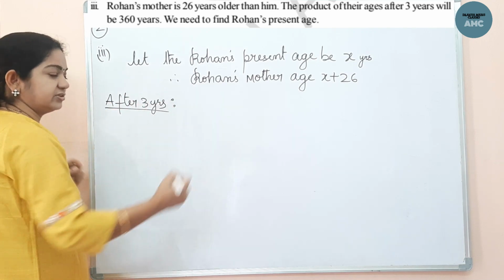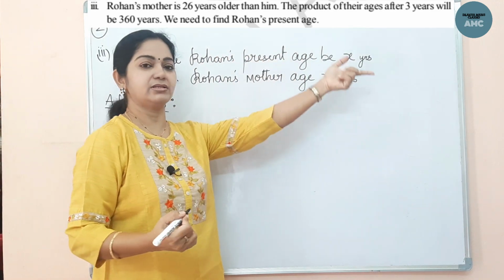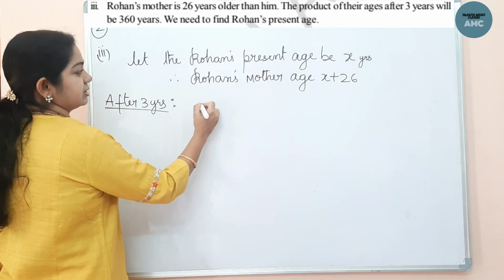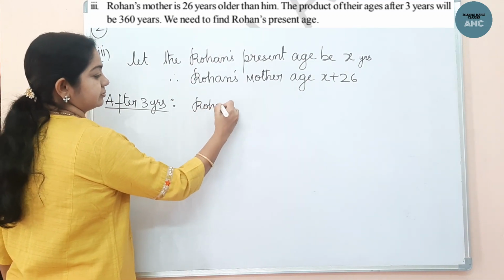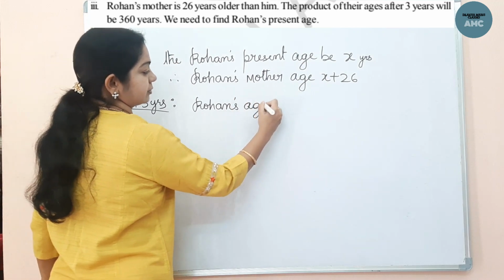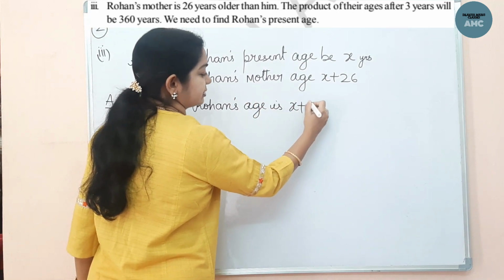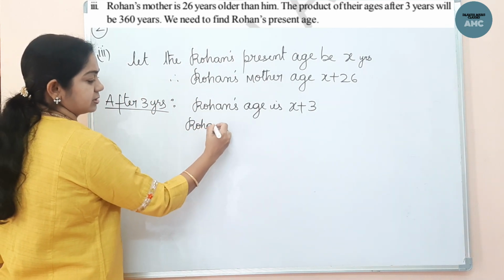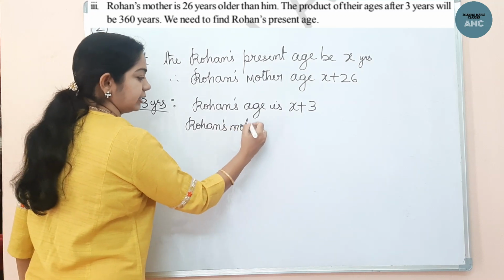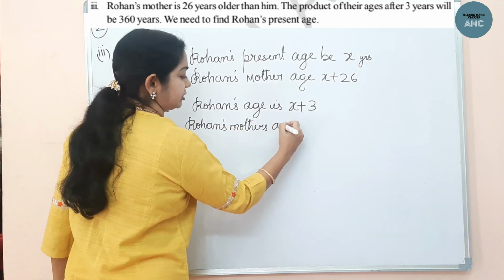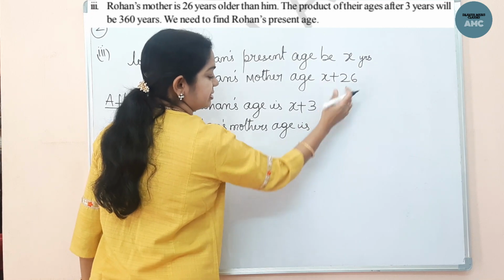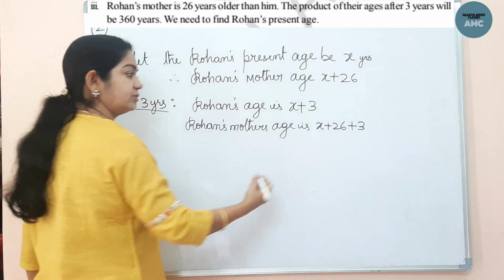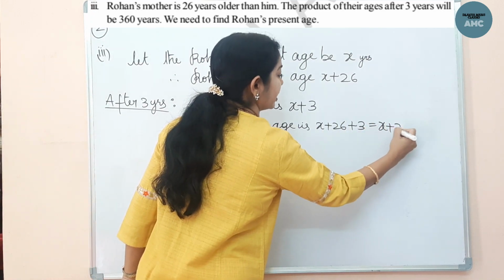The condition is that after 3 years, Rohan's age will also increase by 3, and his mother's age will also increase by 3, isn't it? So after 3 years, Rohan's age will be x plus 3. The same for his mother's age: the present age is x plus 26, and after 3 years you have to add 3 again. That comes to x plus 29 years.